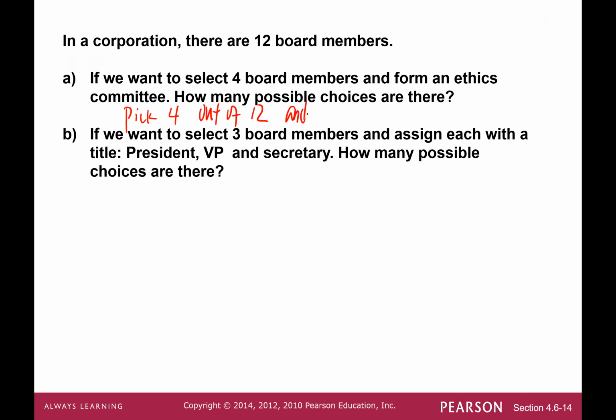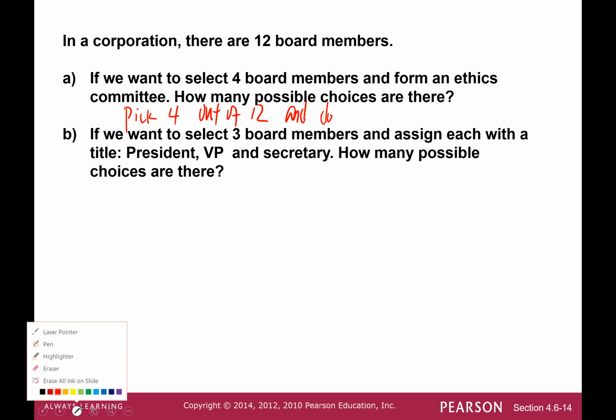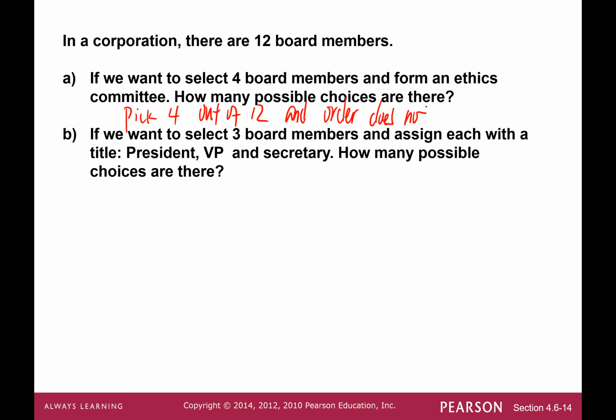Since it's an ethics committee, they all become committee members, so there are no titles involved here. So the order does not matter. That's a typical combination. Order does not matter, so it's a combination.